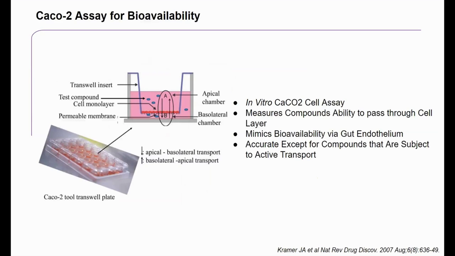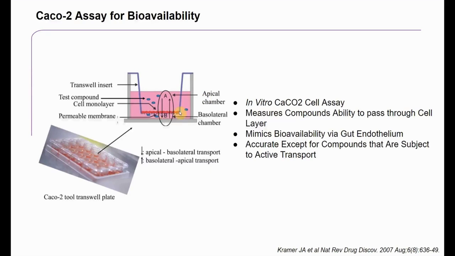And one of the major problems that had been discovered is that compounds, especially oral compounds, were failing due to a lack of bioavailability. They were not being absorbed in the gut. And so what was developed was an in vitro assay in order to test whether compounds would be absorbed. And this is called the CACO2 assay.